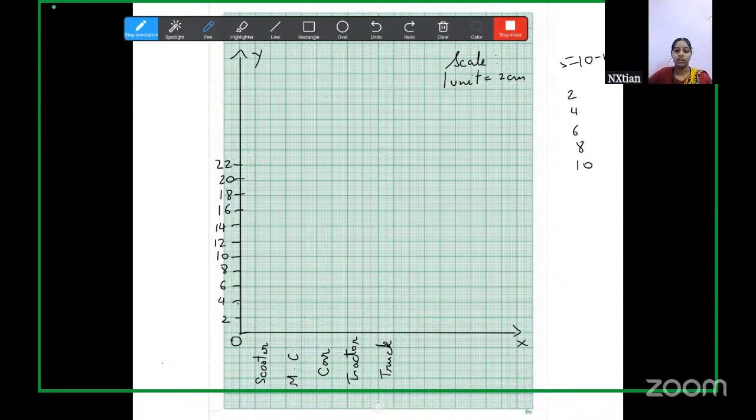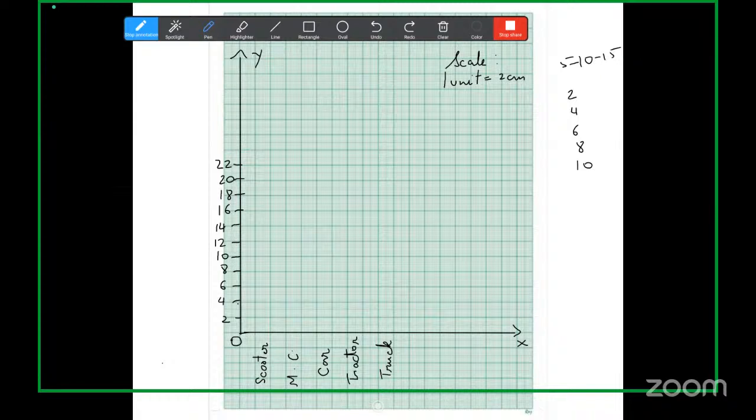Okay. Is my voice audible? Yes. Okay. So let's move on to the next part. Now, we will make the bars. First, let's do scooter. Scooter, we have 15. Now, the numbers that we have on the y-axis are 16 and 18. So 15 will come in between 16 and 18.